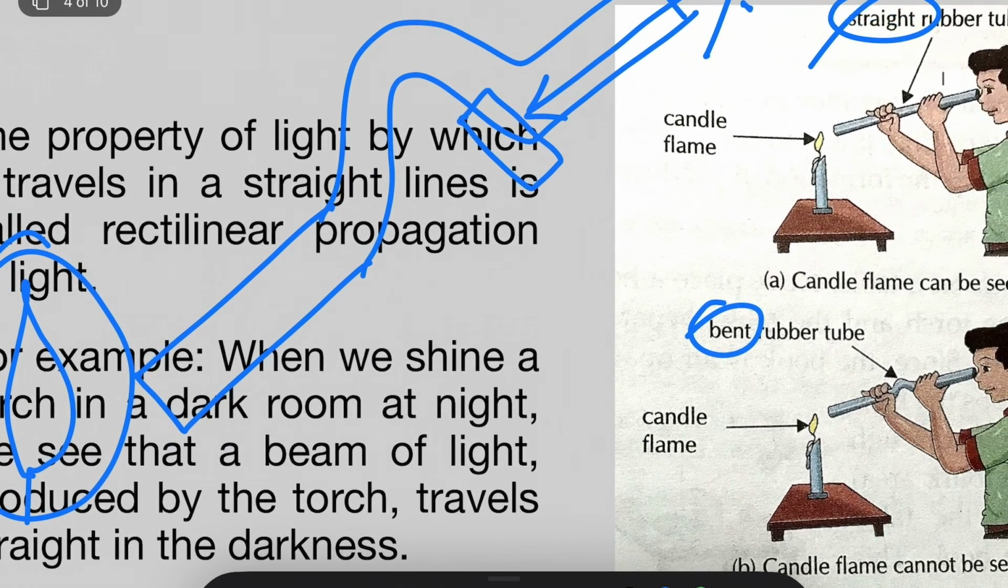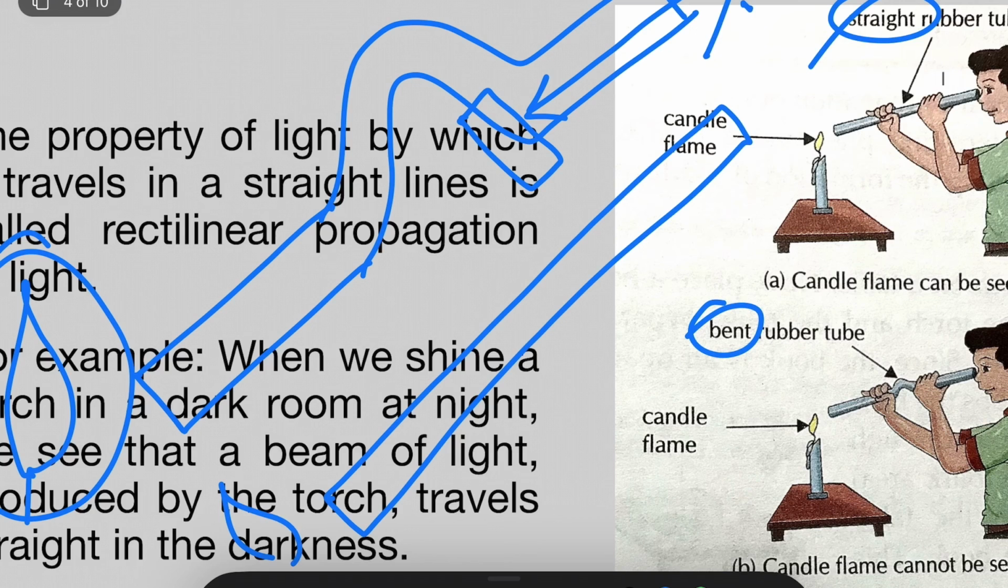But in case of the top one, there is a straight rubber tube. The straight rubber tube, here is the candle, the eye is on the other side. By our own experience or applying simple logic, we can directly tell that this eye can see this candle light burning through this rubber tube.